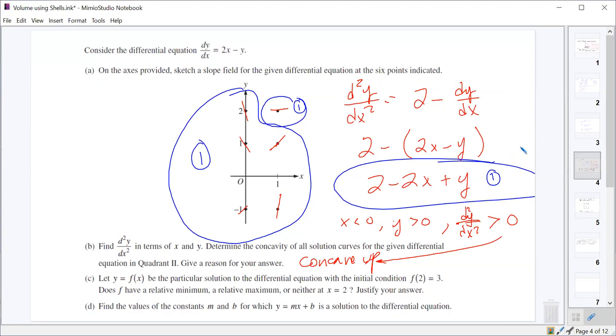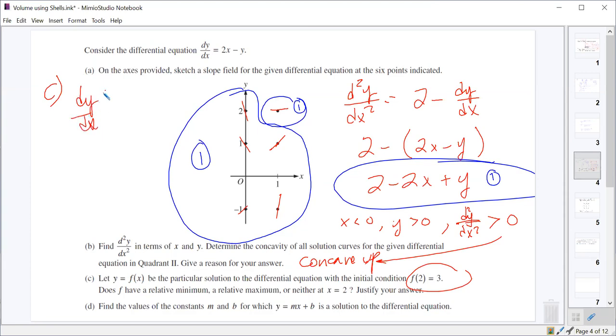Part C. We've now got a particular solution with the initial condition that f(2) is 3. We wanted to know: does f have a min, a max, or neither at x equals 2? Well, for part C, if we're going to have a minimum or a maximum, what do you know about the derivative then? It's 0. It would have to either be 0 or it could potentially be undefined. And if we look at 2x minus y, we know that's never going to be undefined for any values of x or y. So really, we're just looking at whether 2x minus y equals 0 when x is 2 and y is 3.